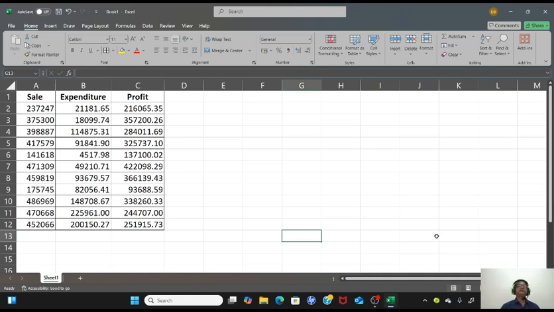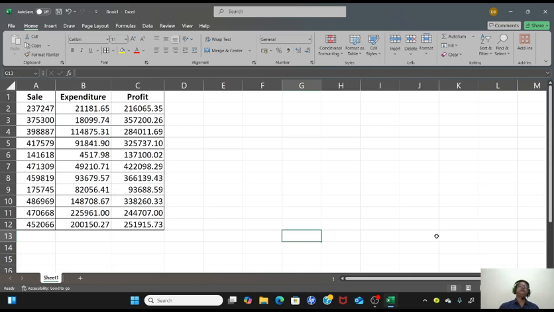Now we want to represent them in a graph. Here you see we have three variables which we represent in one single graph. These variables, though they are measured in some currency, will have different ranges. Obviously, their range will be different because sale you cannot directly compare with expenditure. So the range of sale will be different, expenditure will be different, profit will be different. But obviously they have the same unit of measure.